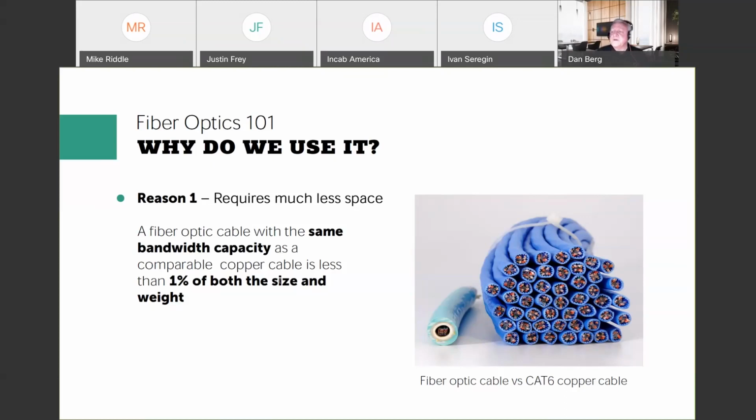You can see that the fiber optic cable right there is going to give you as much capacity as the Cat6 cables, but it's going to take up a lot of space in outside plant, in the ducts, in burying the cable, et cetera, et cetera.